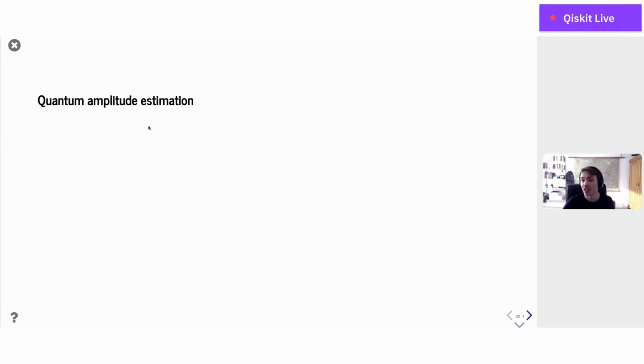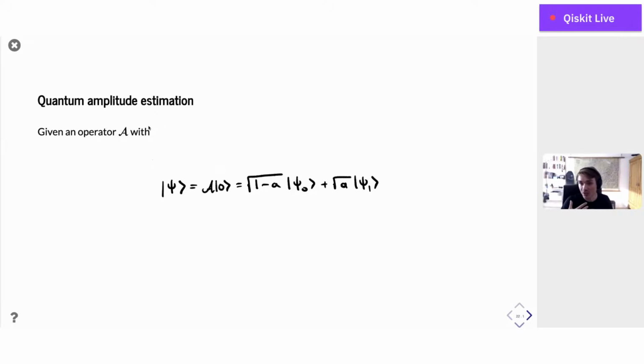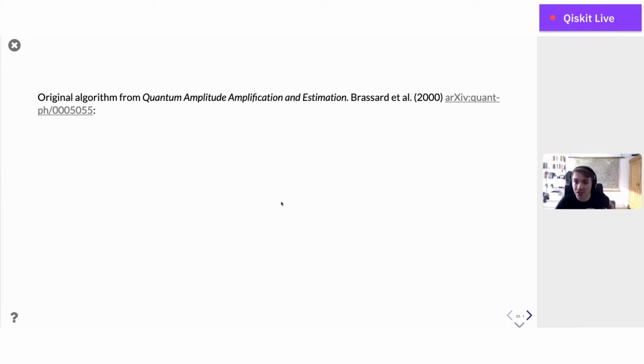To answer this question, let's have a look at the so-called quantum amplitude estimation algorithm. The idea here is that given an operator called uppercase A, that if we apply to the state 0, gives us back a state psi, which consists of a so-called bad state psi 0 and a good state psi 1. The task is to find the probability to measure this good state, or to find the amplitude of this good state psi 1. And this problem has been formulated and solved in the year 2000.